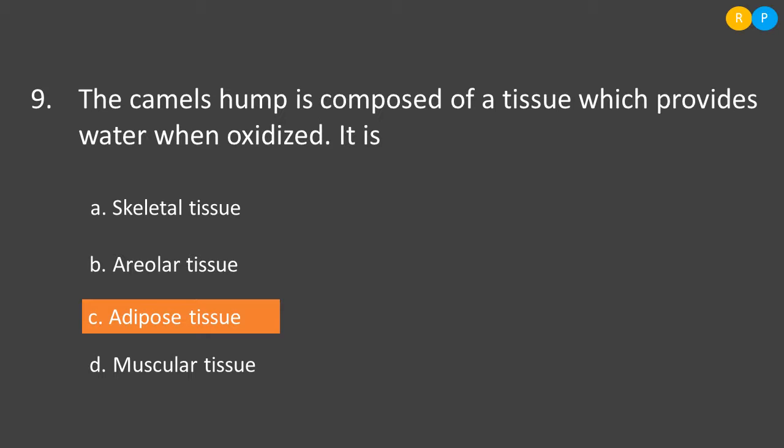Clear? So let us see option A, skeletal tissue. Skeletal tissue does not help in releasing water when it is oxidized. Then option B, areolar tissue. Areolar tissue does not help in providing water. Then option C, adipose tissue. So the correct answer is option C. Then option D, muscular tissue. So among the four options, the correct one is adipose tissue.